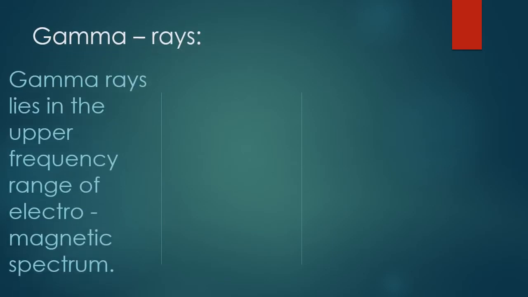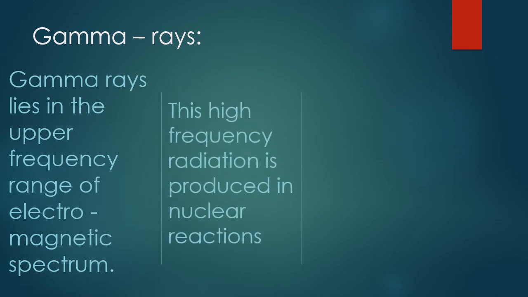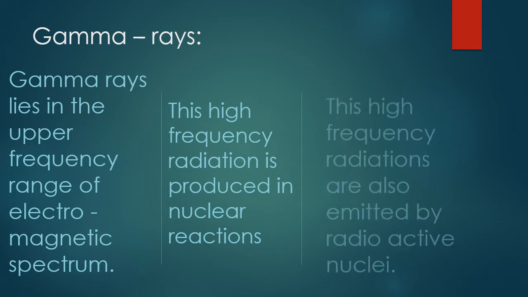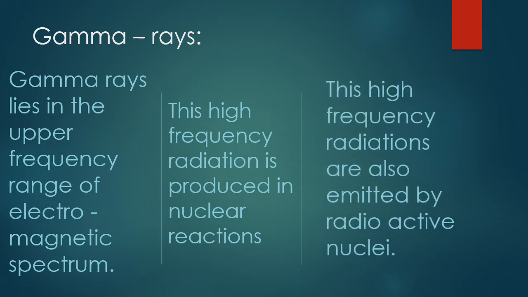Our next topic is gamma rays. Gamma rays lie in the upper frequency range of the electromagnetic spectrum. This high frequency radiation is produced in nuclear reactions. You will learn further in the proton-proton cycle that when two protons fuse together to form a helium nucleus, gamma rays are produced. These high frequency radiations are also emitted by radioactive nuclei. That is, radioactive nuclei also emit gamma rays.